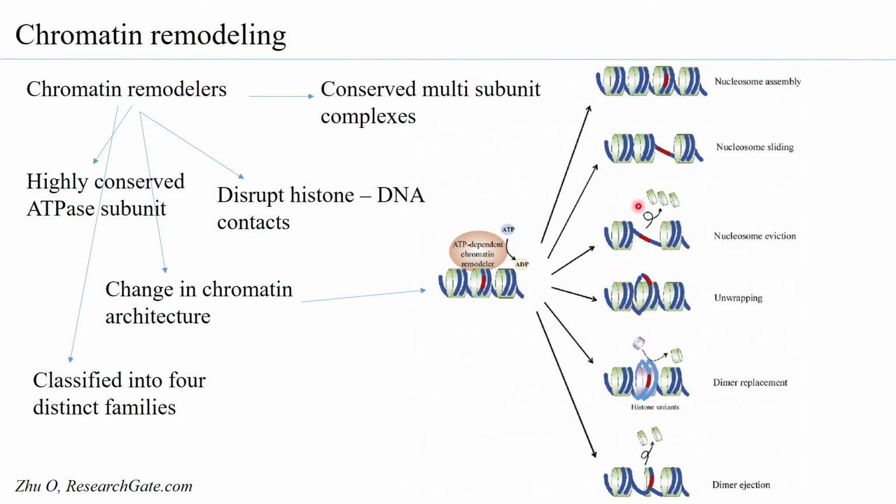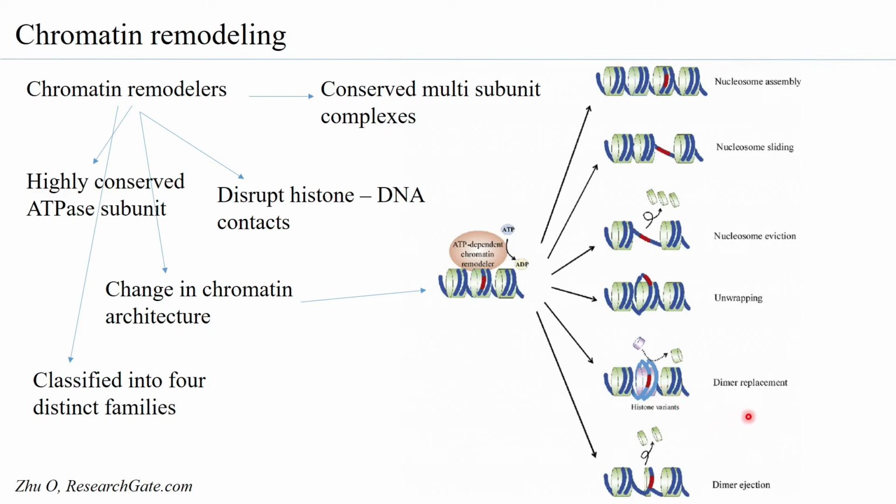Now, you can see that all these are kinetic changes happening to the chromatin, and therefore ATP, or the energy, is important. You can also have dimer replacement. What do we mean by that? For example, you may have an H3H4 being substituted by, say, CENP-A and H4.